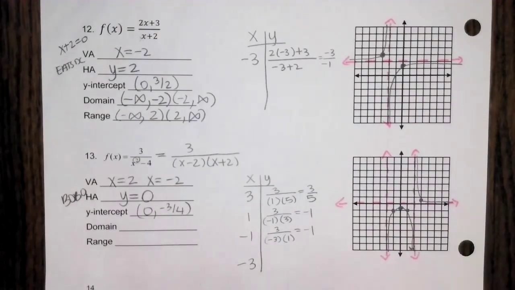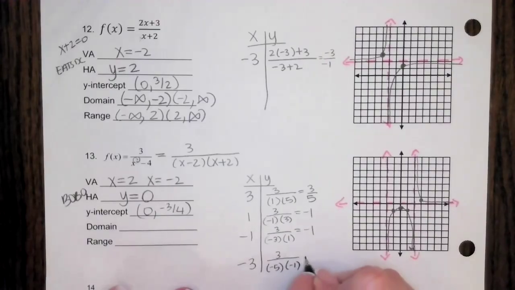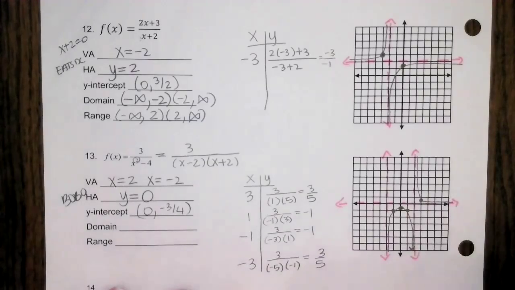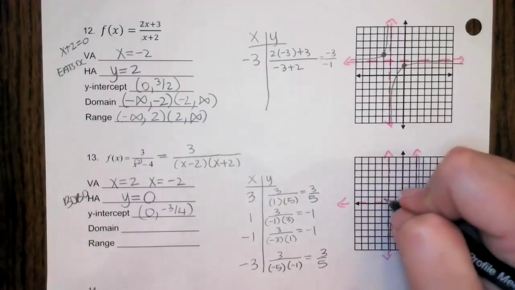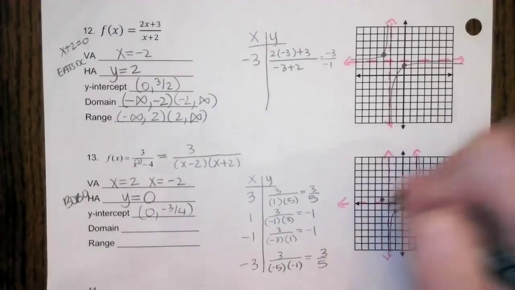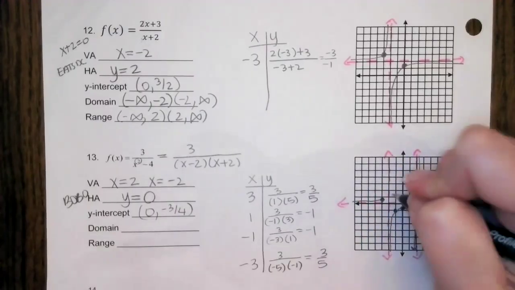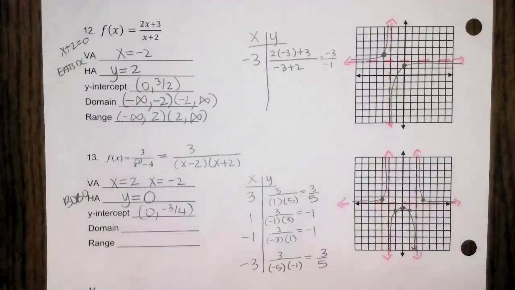And then our last one, -3. We get -5 there, and -1. This negative times a negative gives me a positive, and so we're going to have a positive 3/5 again. So that goes over here. And then we graph towards the asymptotes. And so there's our rational.